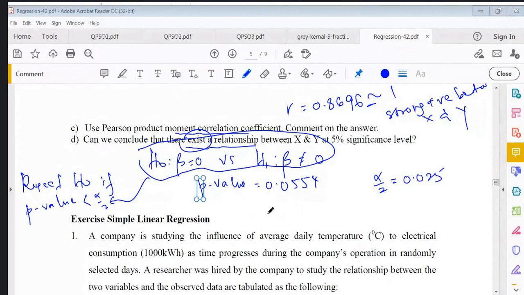Okay, accept or reject? For this question, accept. The p-value is greater than alpha divided by 2, so we accept. When we accept, there is no relationship between X and Y.